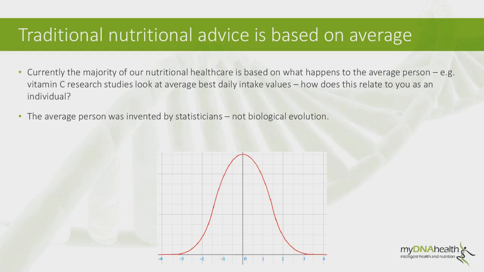So the message really is that traditional nutritional advice is very much based on the average and doesn't take into account individuals. So if we think about some of the advice that's given out to whole populations, such as vitamin C research, that looks at the average but doesn't really relate to an individual as such. And so the average person was invented by statisticians, not by biological evolution. So that's something to bear in mind when we're thinking about the amounts that we recommend to people and tailoring diet and lifestyle nutrition advice.